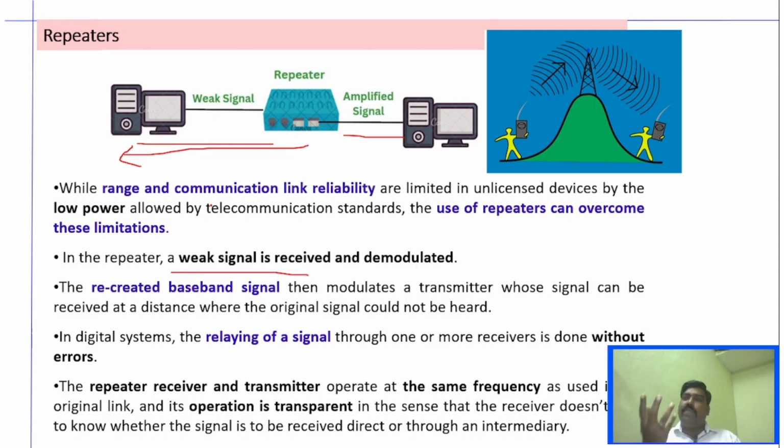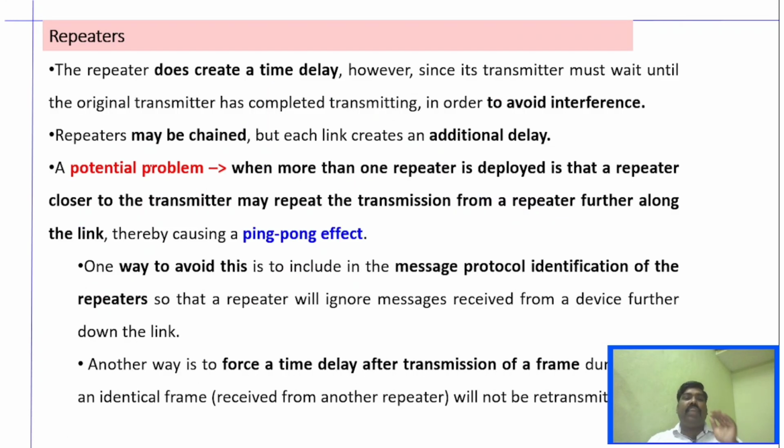There will be some sort of delay, and that delay is also very important to overcome the interference, because the original transmitter also works on the same frequency as the repeater, right? So the repeater has to wait until the original transmitter completes its transmission, so that it will overcome that particular interference. So there will be a significant delay in using the repeater, and that is to avoid the interference.